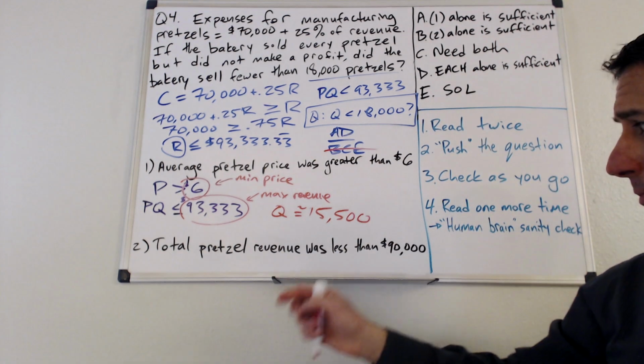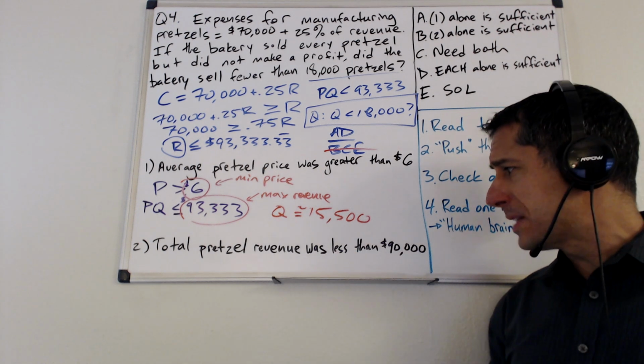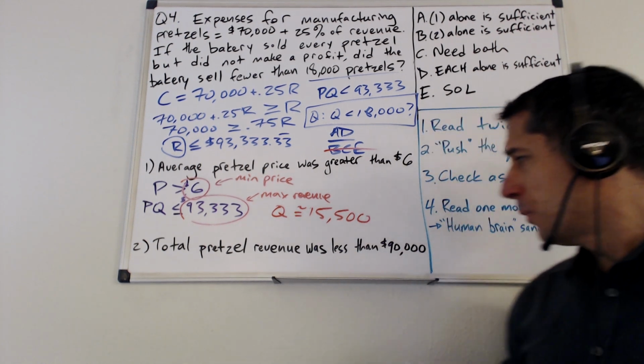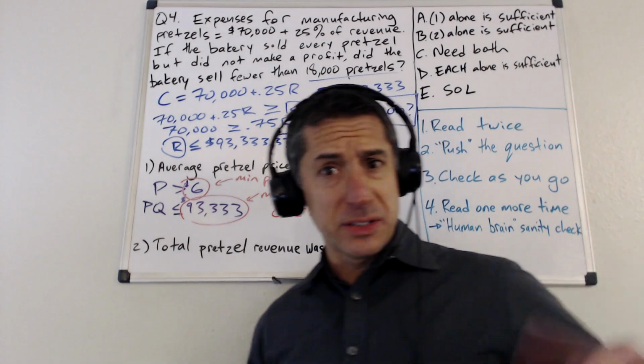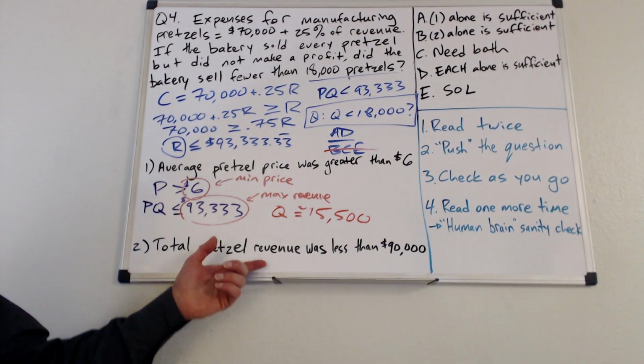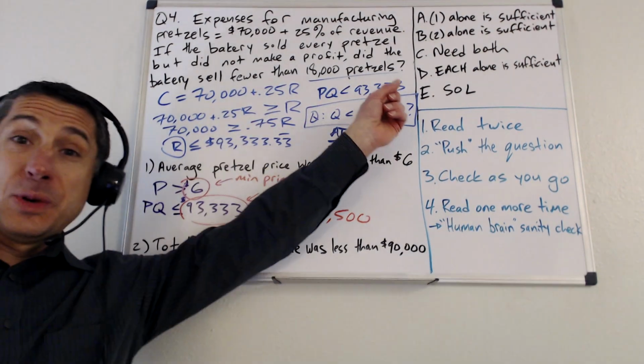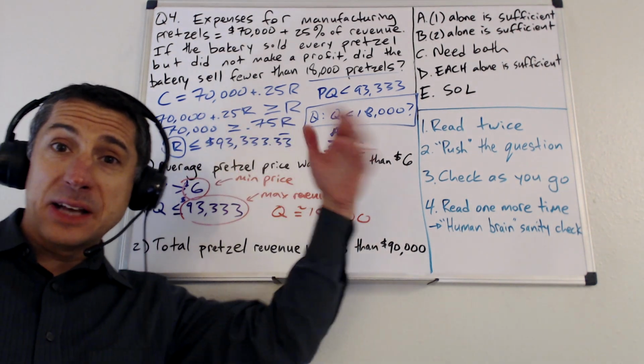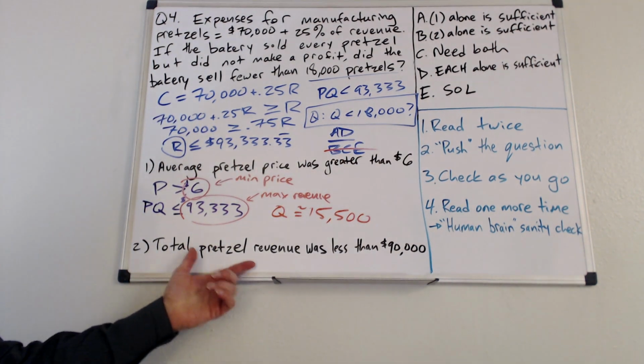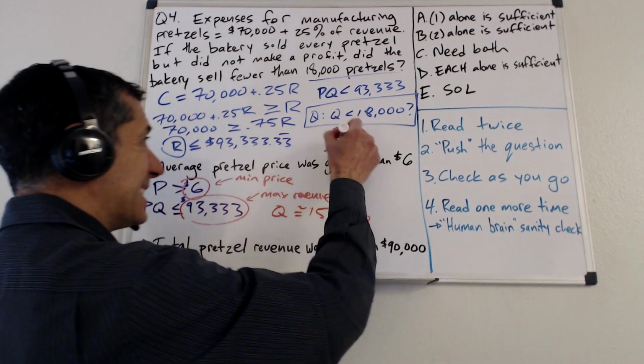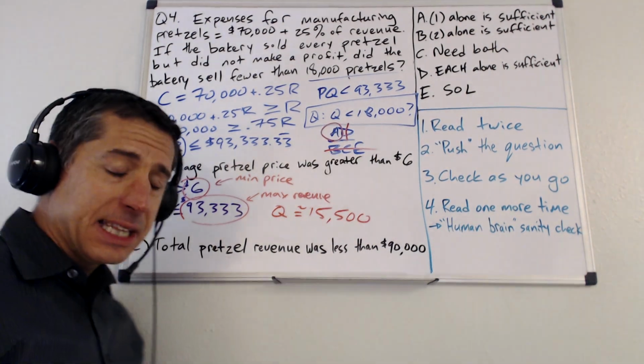BCE is out. And then statement 2: total pretzel revenue at this bakery was less than $90,000. Pretzels, tough business. Who knew? Well, we already knew that. We knew that the revenue was less than 93,000 and some odd dollars, so this isn't giving us any new information at all. Answer is not D. It must be A, and that's it.